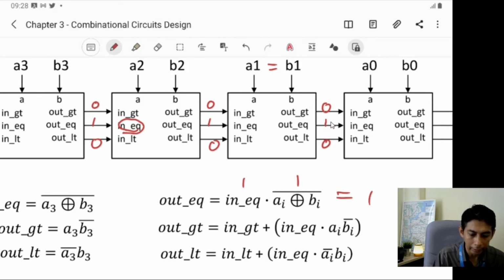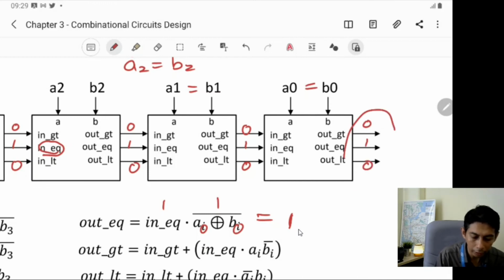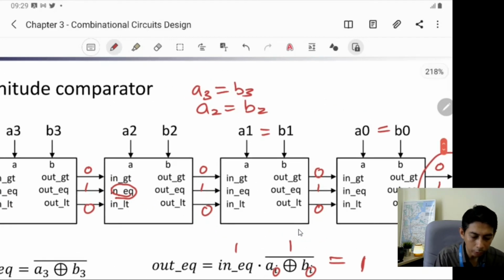All right, and now let's assume that this one is also equal, A0 B0 equal. Now our input here is still equal to 1, and A0 B0 is equal to 1 also. Then we have equal to 1. Then now we have 0 1 0 here. Means that if we have the output like this at the end, means that A equal to B.